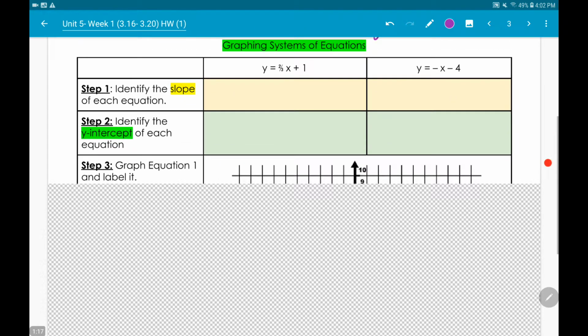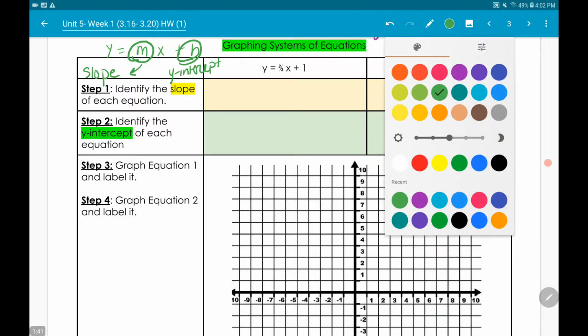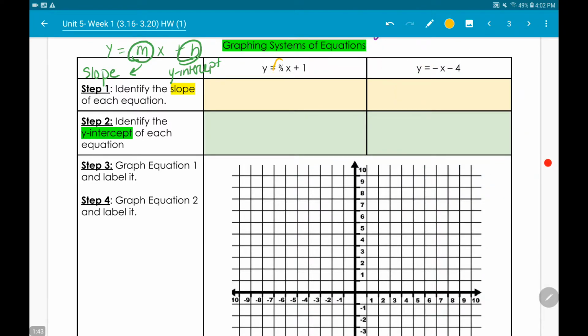All right, so let's try one. Step number 1, identify the slope of each equation. So if I'm looking at y equals mx plus b, just a little reminder, m is slope and b is y-intercept. So slope is always next to the x. Oh, over here there's no number. When there's no number, it's always a 1.